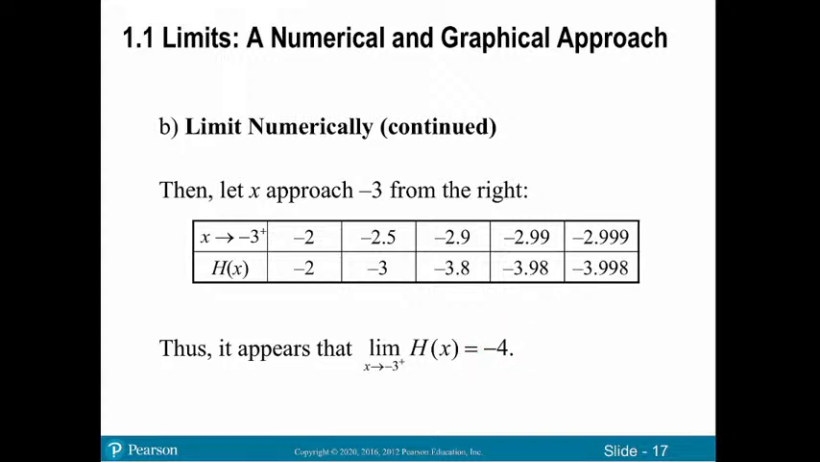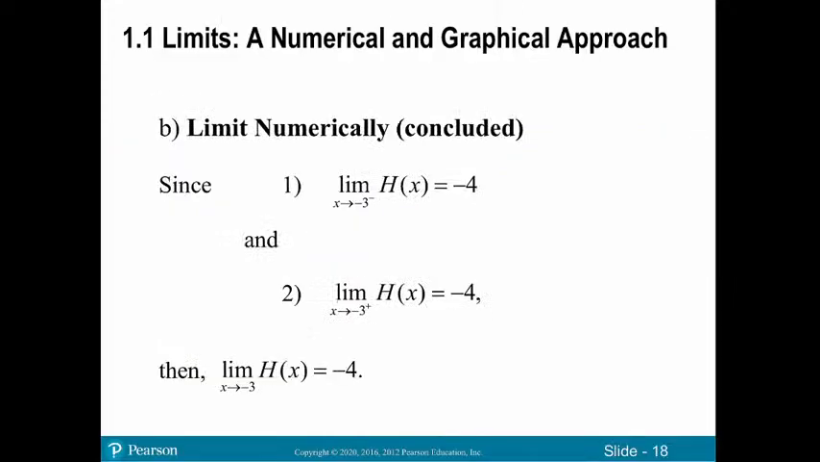So then for part B, the limit as x approaches -3 from the left equals -4. The limit as x approaches -3 from the right equals -4. So then the limit as x approaches -3 is -4, because the left-hand limit equals the right-hand limit.